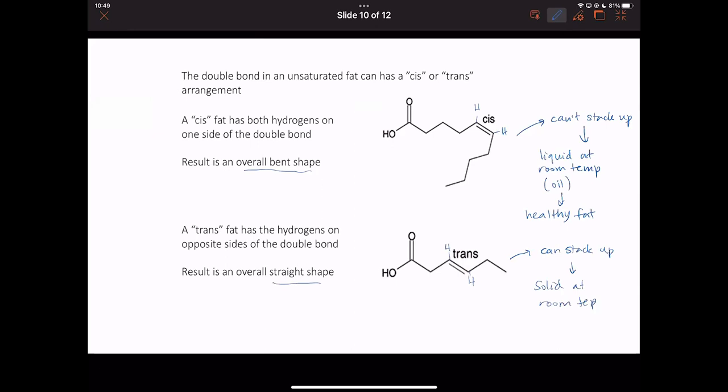And these trans fats are generally going to be called fats like butter or coconut oil. And these are unhealthy fats. And they are unhealthy fats because they can stack up in your arteries and lead to plaques and blockages, so leading to heart disease and stroke.